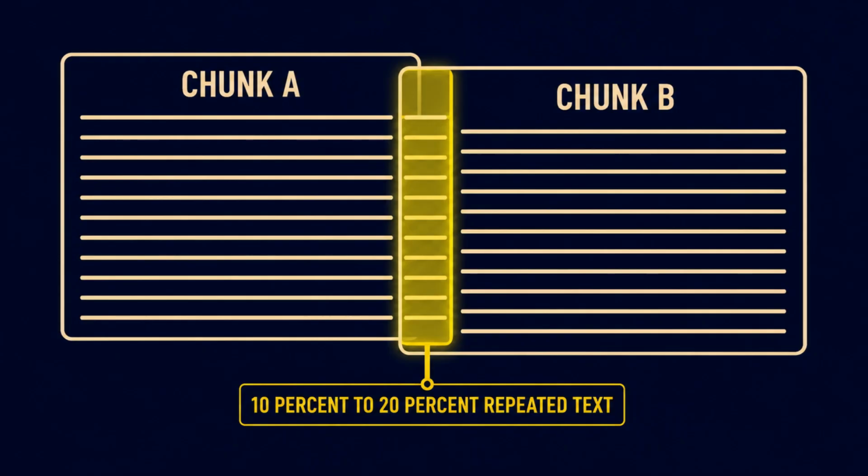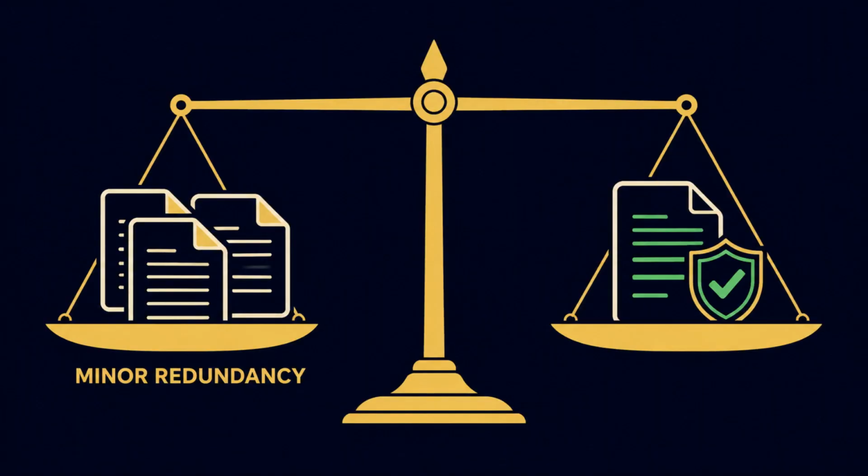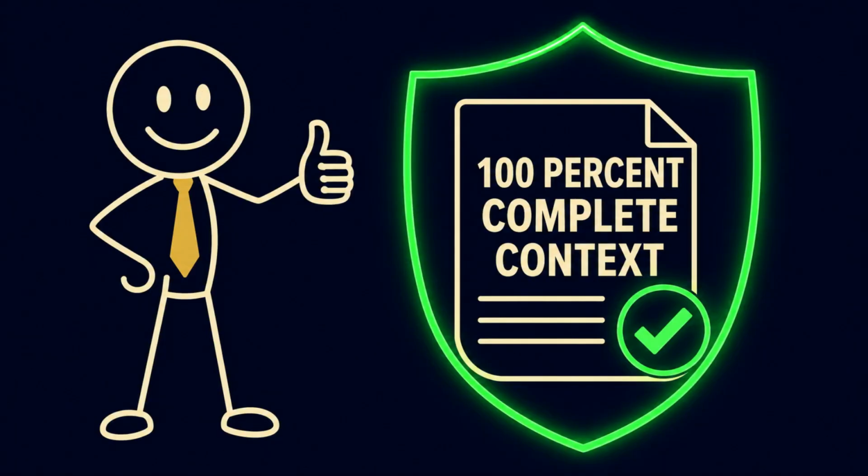Chunk overlap fixes this by letting consecutive chunks share some text. Usually, the last 10 to 20% of one chunk repeats as the start of the next, so that crucial line about water damage ends up fully intact in at least one chunk. Bit of redundancy, sure, but it guarantees nothing gets cut in half by bad luck.